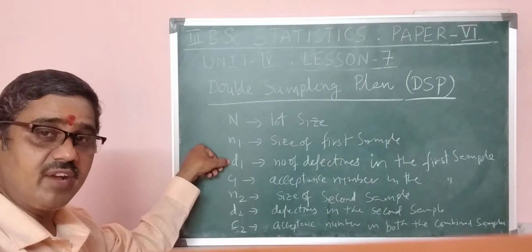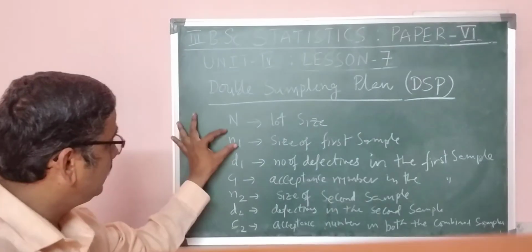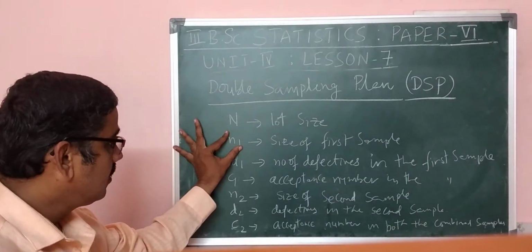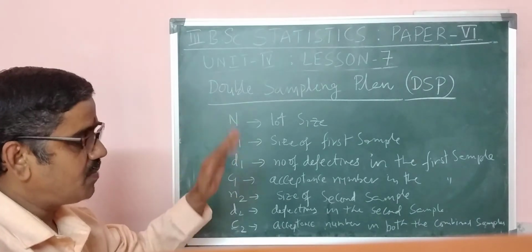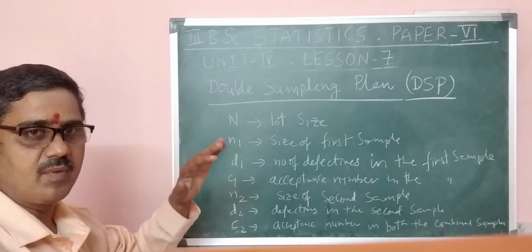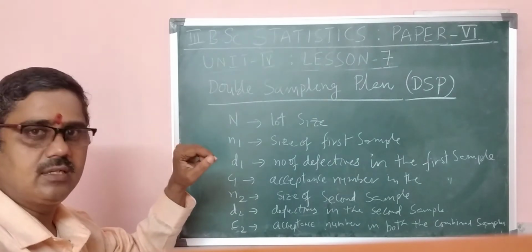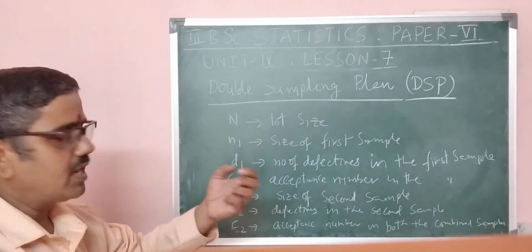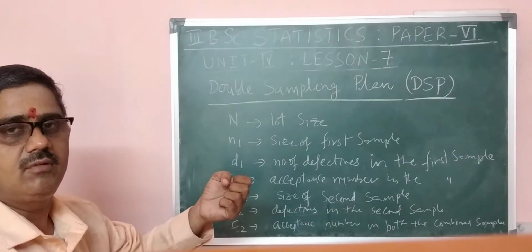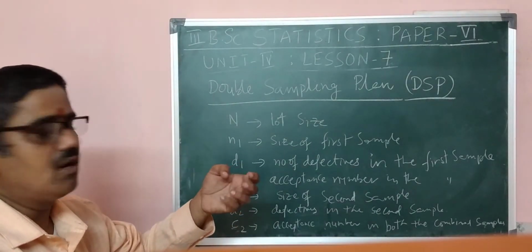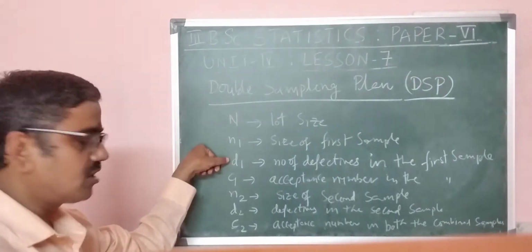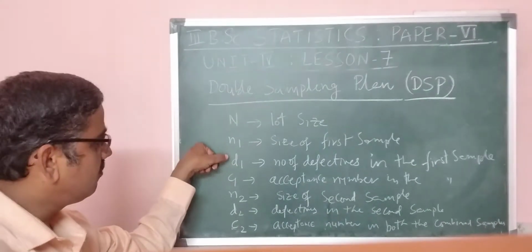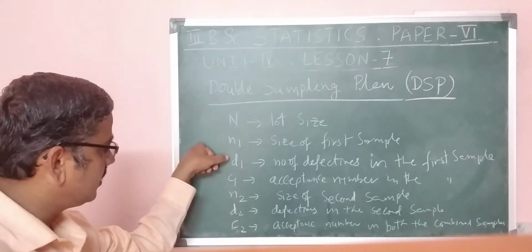D1 is the number of defectives in the first sample. In the sample of size N1, after inspecting all the items in the first sample, you get some number of defective items, which we consider as D1. D1 is nothing but the notation for the number of defectives in the first sample.